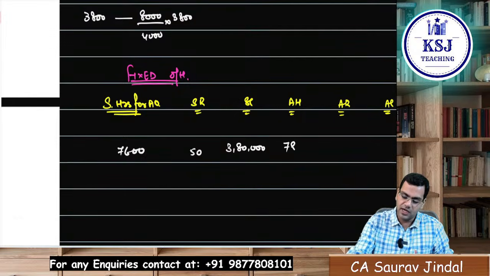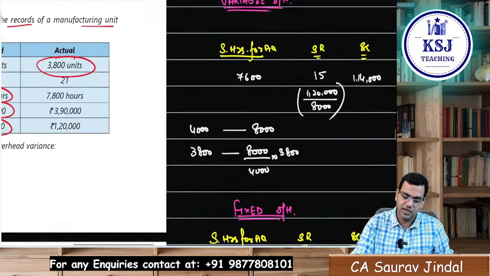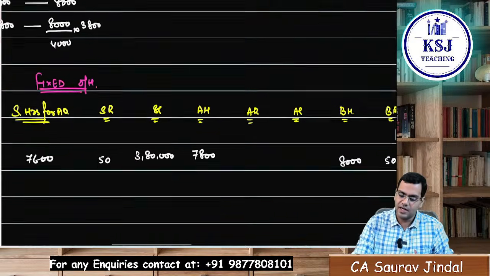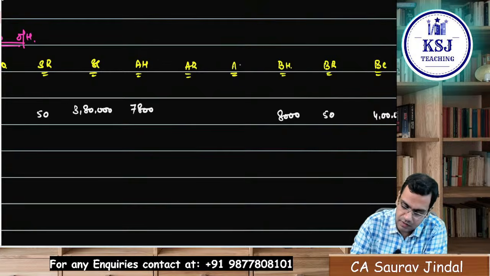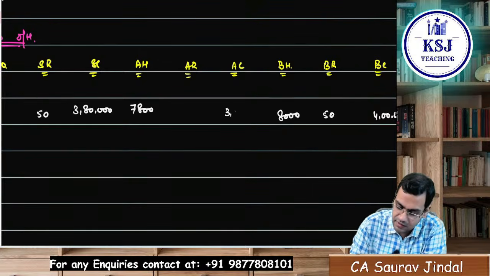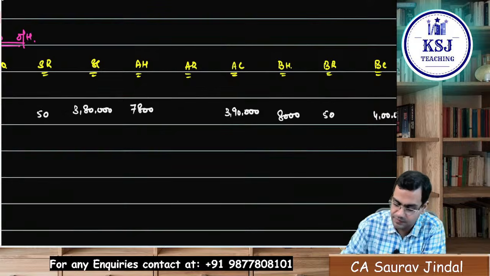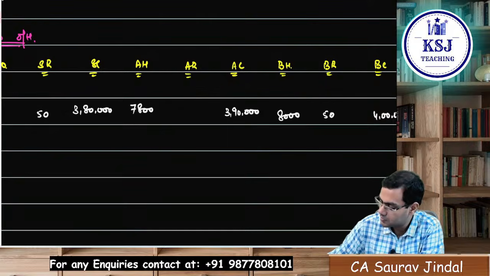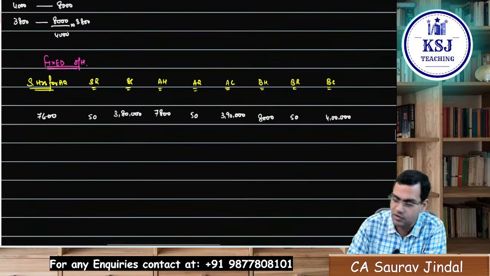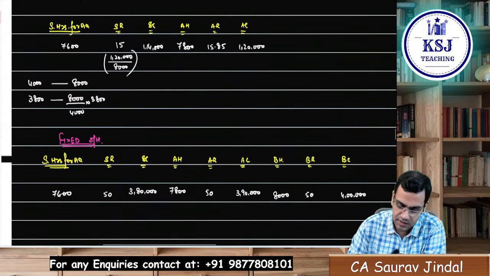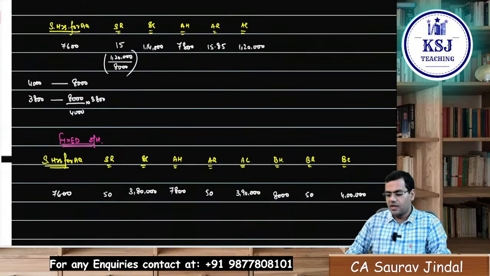Actual number of hours are given, that is 7800 hours, and 3,90,000 is the actual cost. That's it. So that comes to 50 rupees. That's the table for fixed overhead variances. Any doubts on this question? Now you can calculate all the variances.